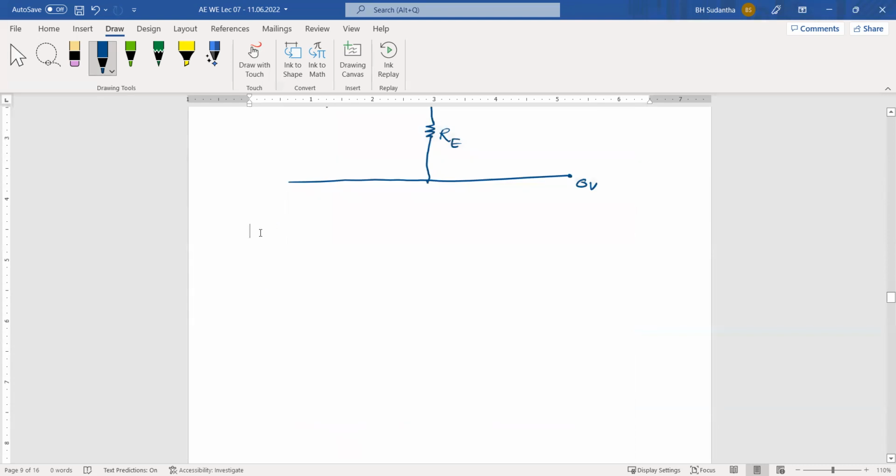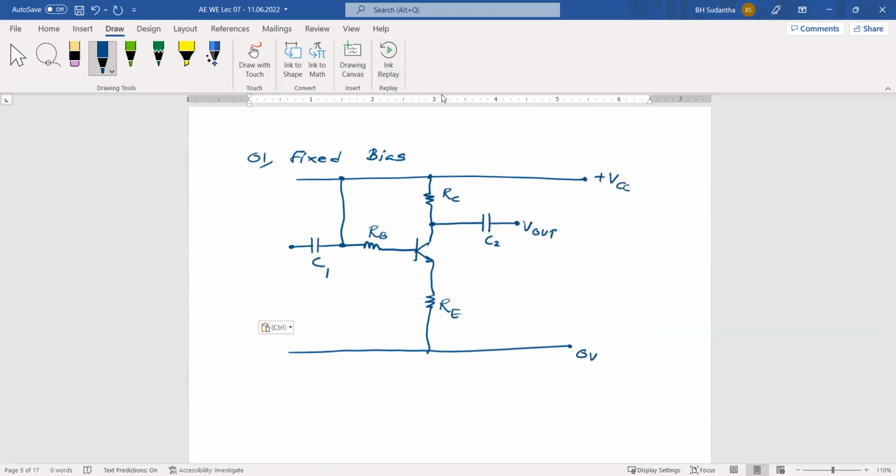In this fixed bias method, the same biasing method is there, but we have some kind of differences here. In addition to that, it's RE capacitor. See, RE. Here we are putting another capacitor like this. Then why do we put this one? This is C3. Okay, when we put this capacitor, through the resistor, DC component can go. But through the capacitor, DC component cannot go.